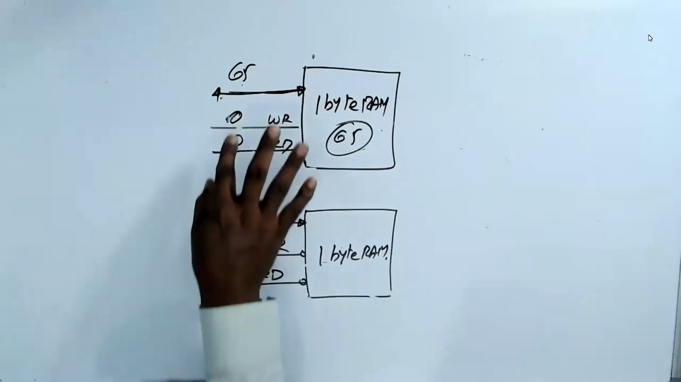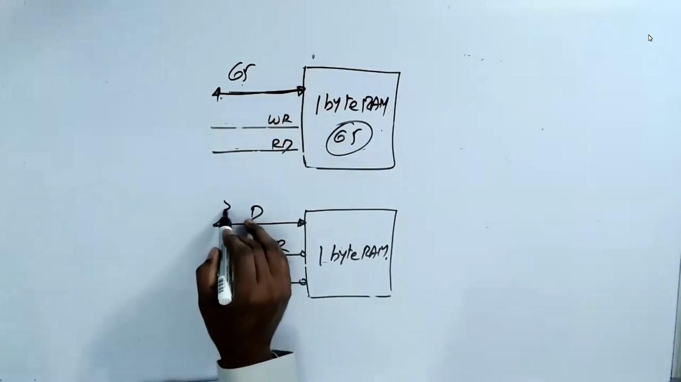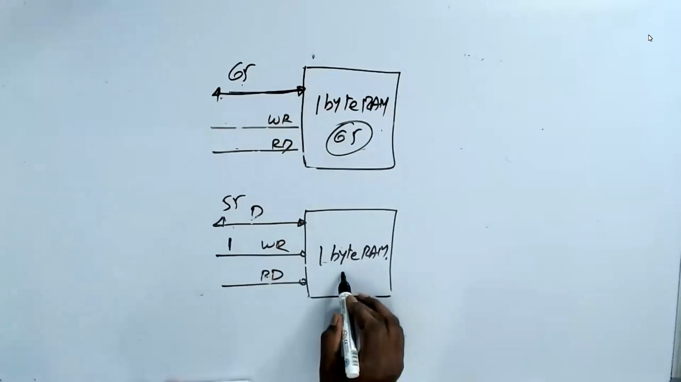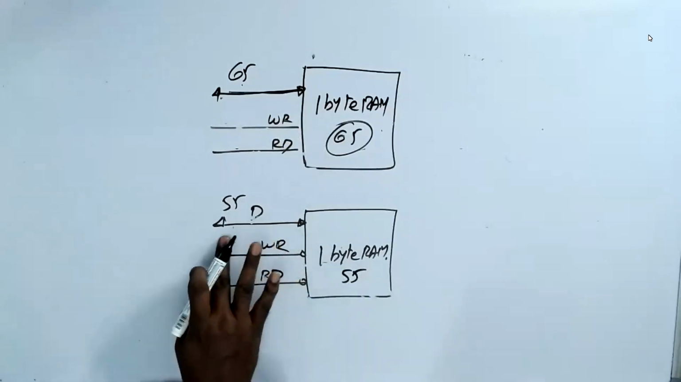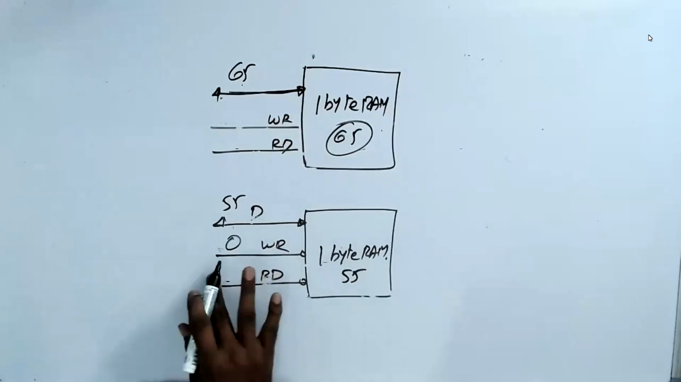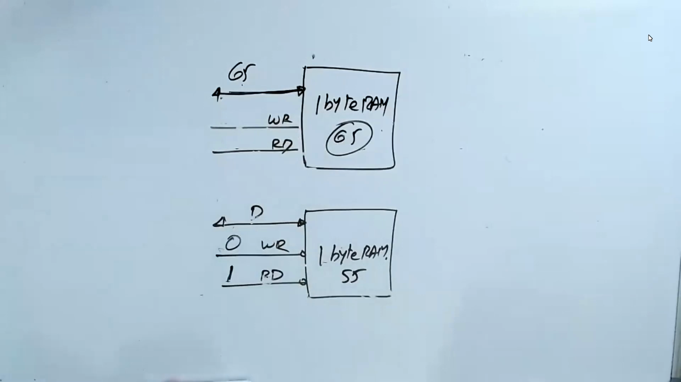Now, same way, when I give here 55, when I make write as a 1, the data will be written here, 55. When I make write as 0, read as 0, nothing, it will be there. When I make read as a 1, the 55 will come back. You understand now? So I use 1 block.